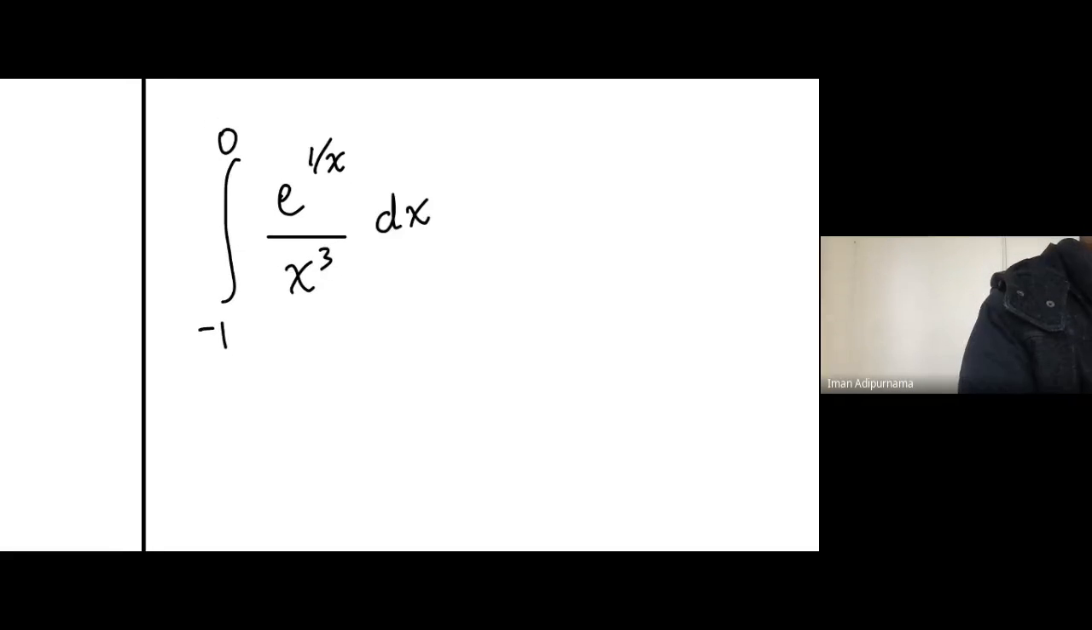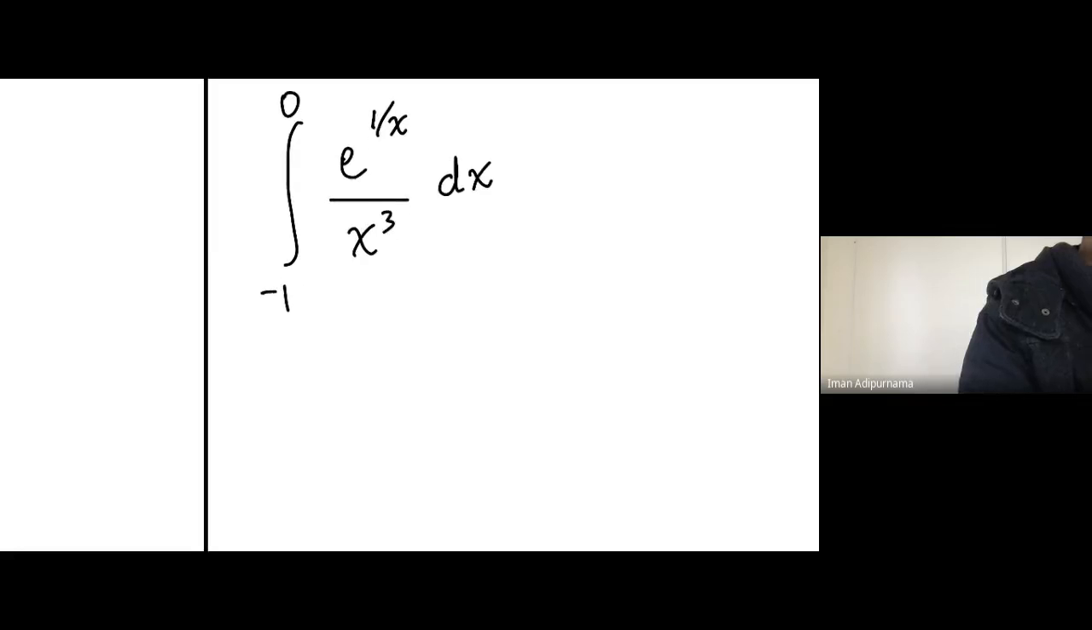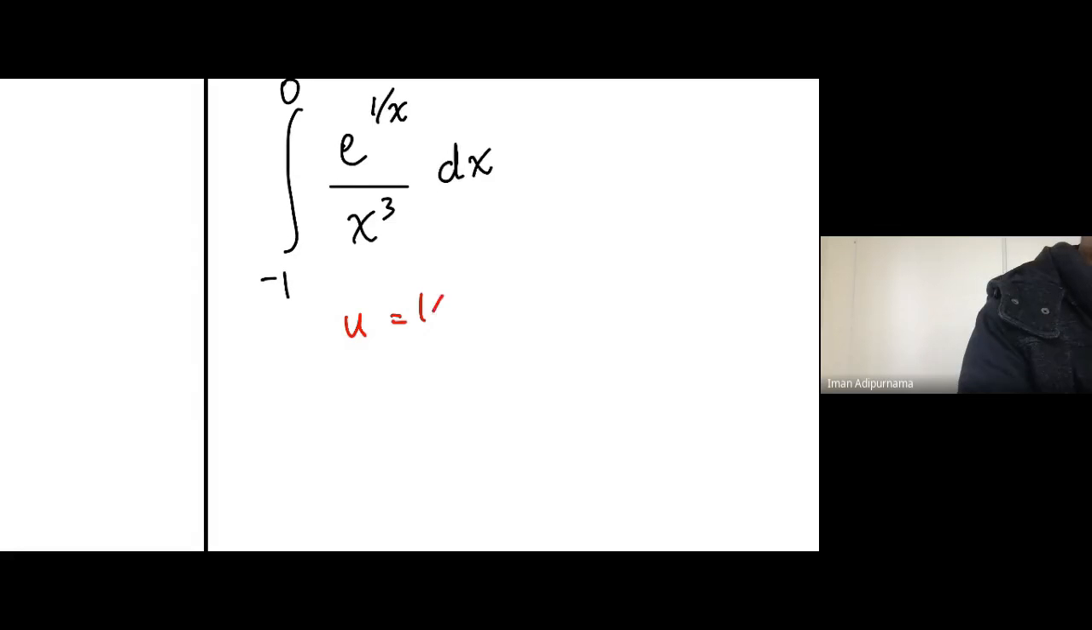Okay. First of all, you see the 1 over x. I think this 1 over x is quite a trouble, right? So what I did is let me write down this u as 1 over x first, okay, and change all to u.